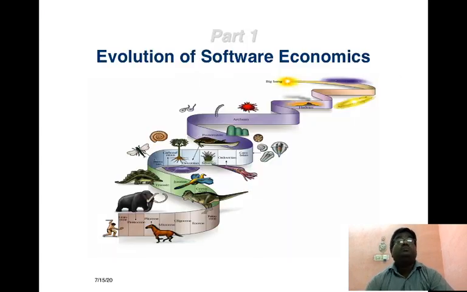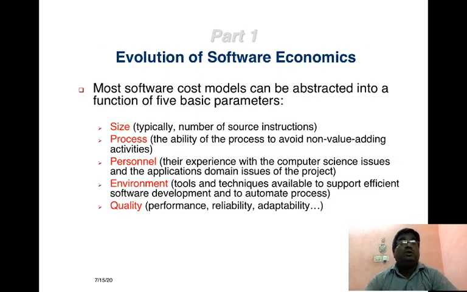Okay, right. Next class will follow software economics. Software economics are five: size, process, personnel, environment, and quality. This is very important. Software economics are related to how the software project is going to be built and how the software project is to be managed. It purely depends upon five important software economics. These five are very important. We will discuss them in the next class.